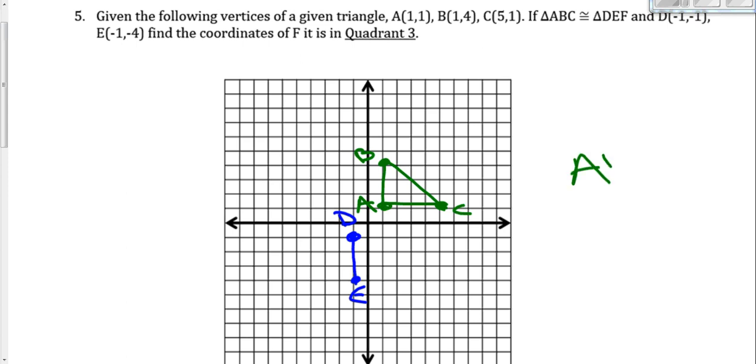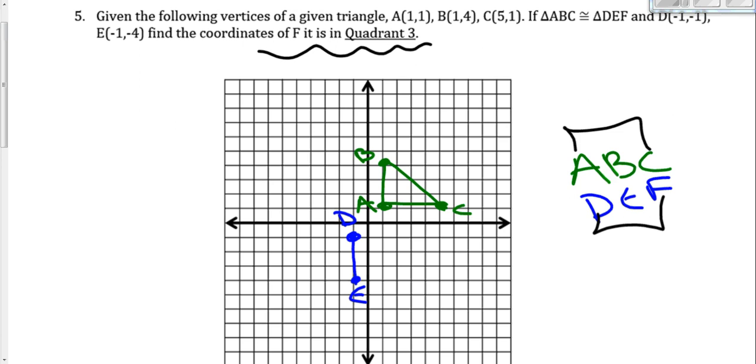So once again, A, B, C, D, E, F. I need to use corresponding parts to help me, so I'm going to look at the location from A to C and then use that to help me find the location from D to F. Once again, you could do B to C and E to F, no problem. Okay, multiple possibilities. So let's go back up and talk about this restriction now. It's telling us F has to be in quadrant 3. So if you remember in the last example, there were 2 possible solutions. This is telling us a specific one to find.